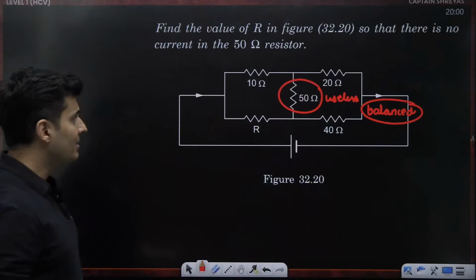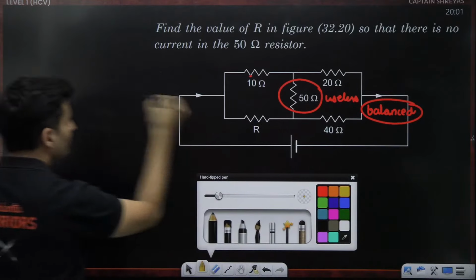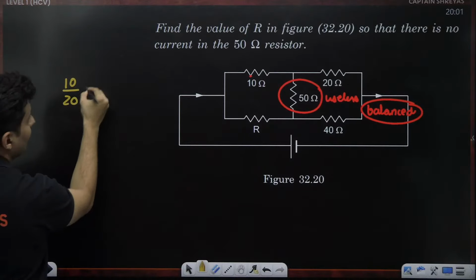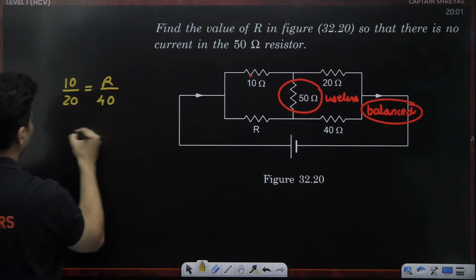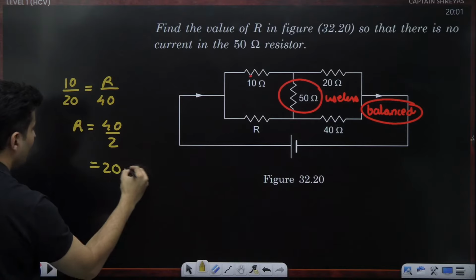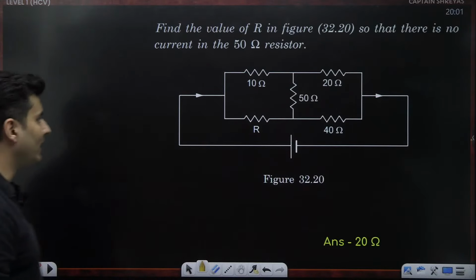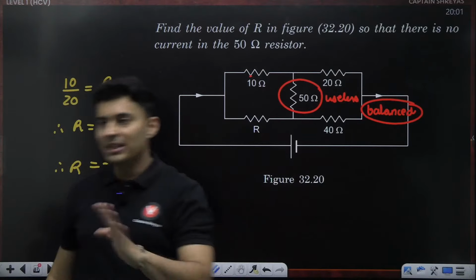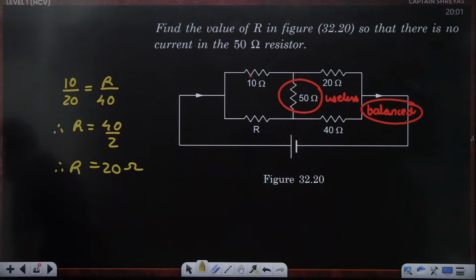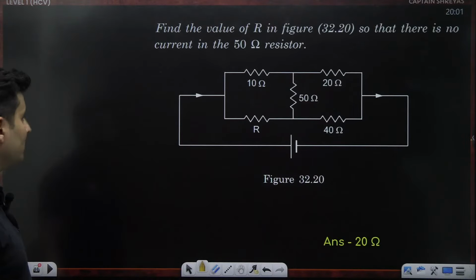And when will it be balanced? When this and this are in the same ratio, which means 10 divided by 20 should be R divided by 40. The zeros cancel, so R will be 40 divided by 2, which means it should be 20 ohms. So the answer is 20. 1 is to 2, 1 is to 2. That should be the ratio. Is that okay, everyone? Understood the logic behind it? Very nice. Let's see another question coming up on your screen.